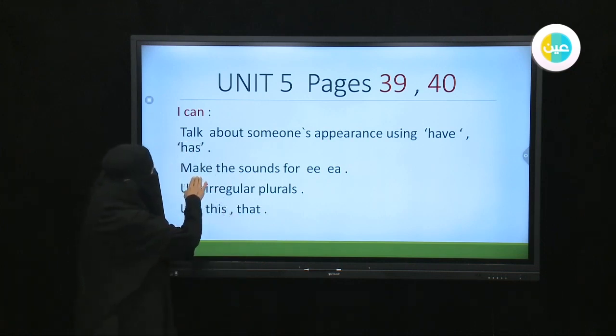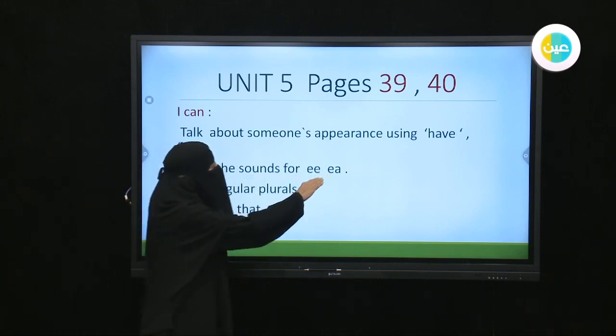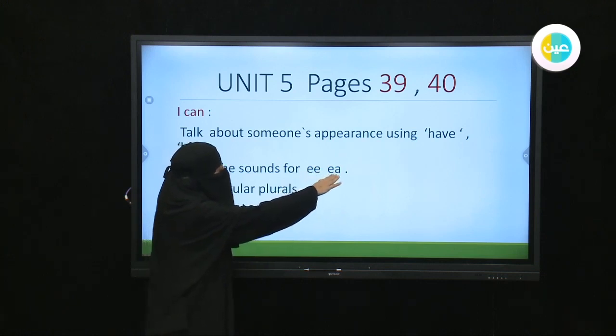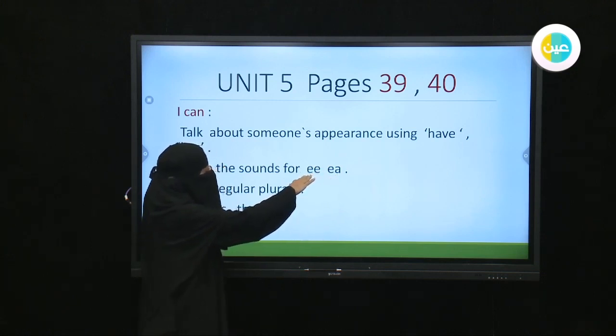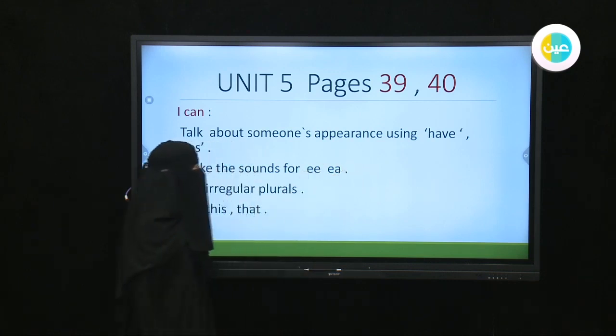And then you say, I can make the sounds for EE and EA. So the EE is the long E, the long sound of the E. And the EA would give sometimes the same sound of the EE. And we're going to see that sometimes it gives the short sound of the E.